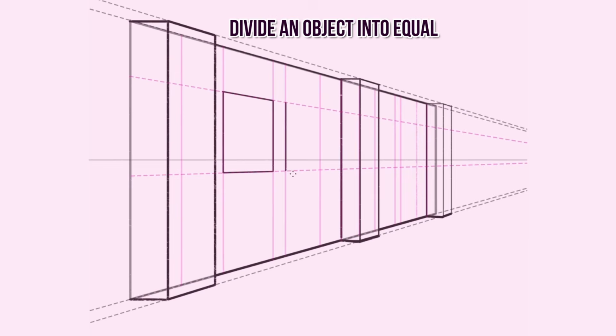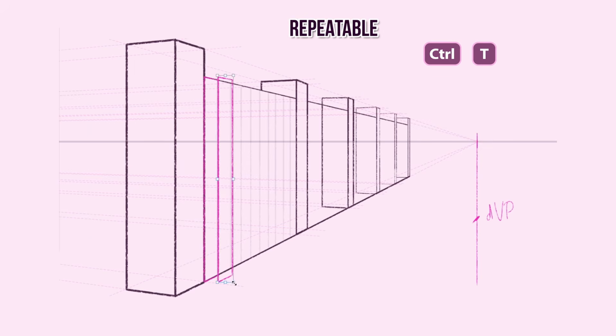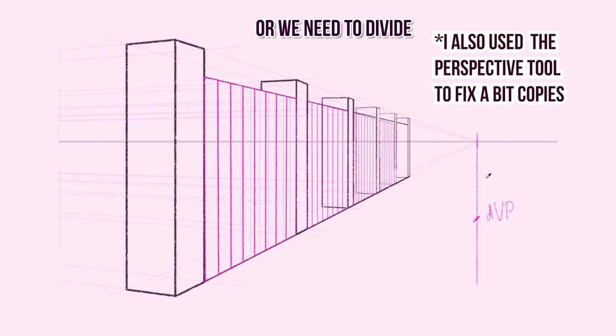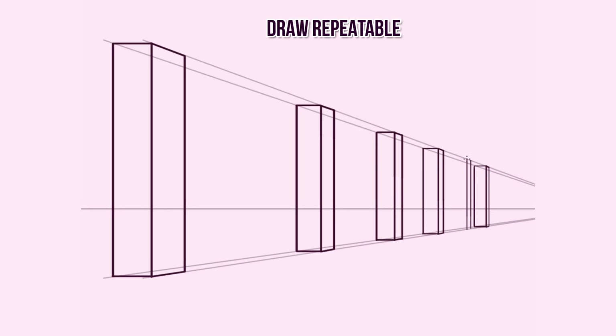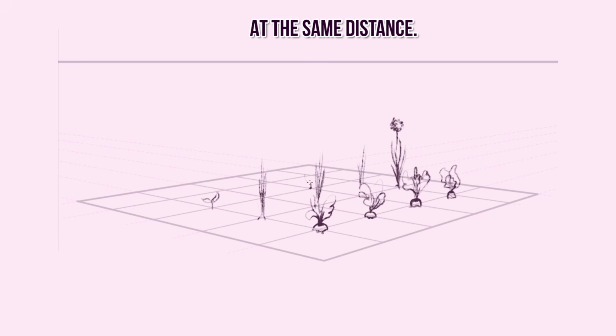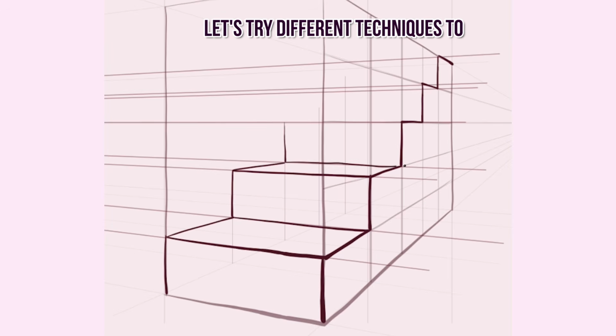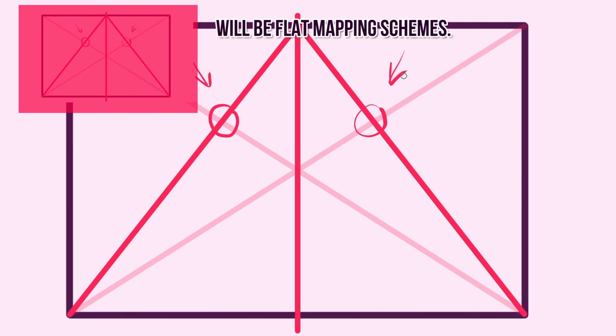Very often we need to divide an object into equal parts in perspective to draw repeatable elements. Or we need to divide the space in perspective itself to get the grid and draw repeatable objects, or different objects but at the same distance. Let's try different techniques to get such grids. For this, in the left top corner will be flat mapping schemes.